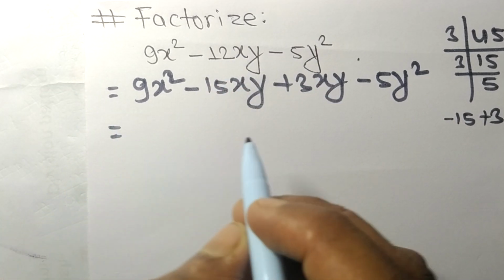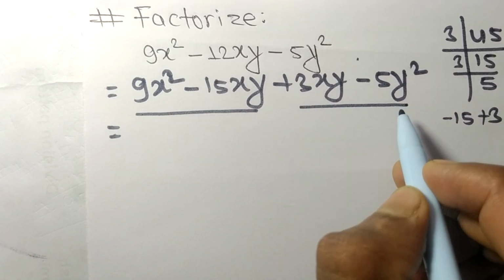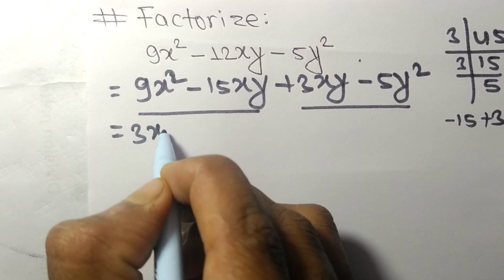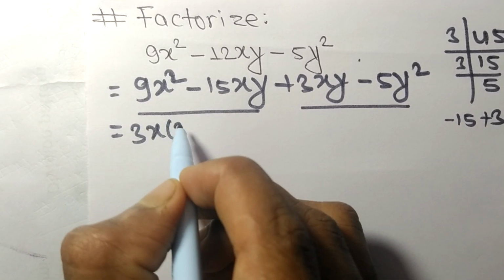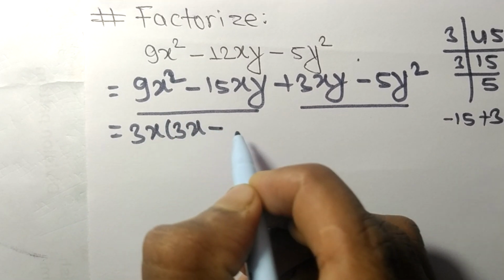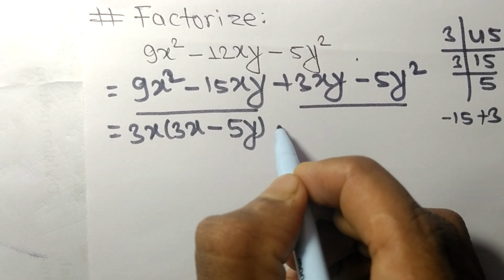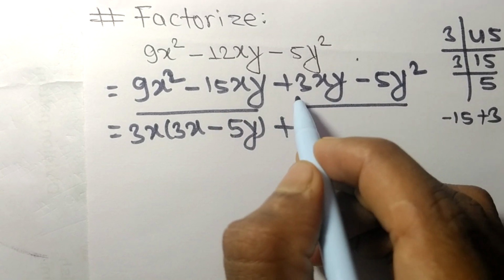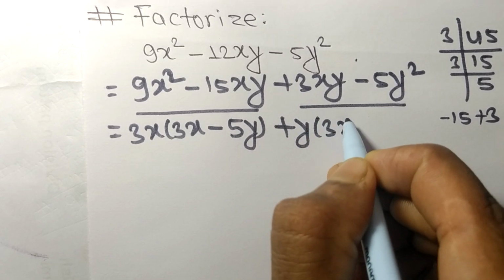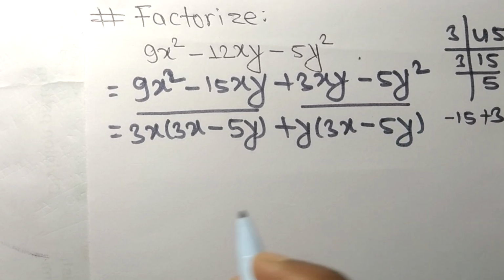So now we find the common factor in the first two terms and in the last two terms. So here the common factor is 3x. So remaining is 3 times 3 means x, and remaining 1x minus 3 times 5 means 15y, plus the common factor in these two is y. So remaining in the first part 3x minus here is 5y.